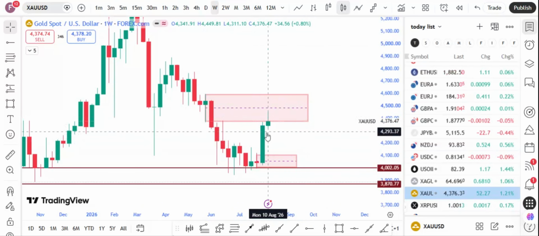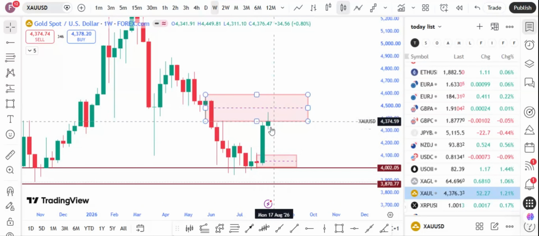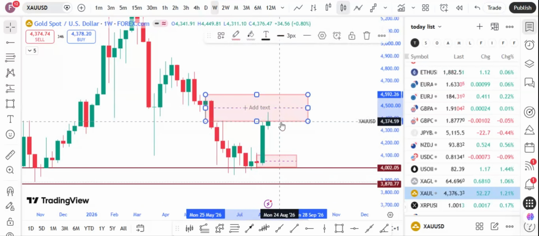But this is not fully complete. We still have to wait for the month to end before we can say, okay, yes, it has rejected here. The month has not ended. So for now, the direction is a buy for the month.